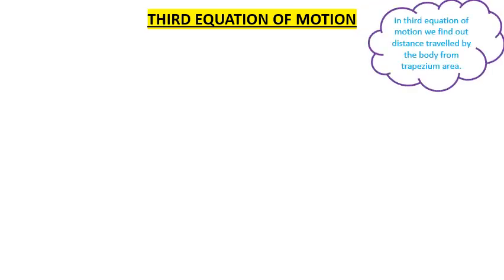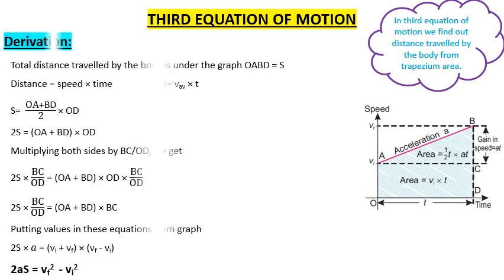In the third equation of motion, we will find the distance traveled by the body with the help of this graph. Here we will use the formula of distance, which is equal to average velocity multiplied by time, and average velocity is initial velocity plus final velocity divided by 2. As you can see in this graph, OA is the initial velocity and BD is the final velocity. This is the formula for average velocity, and we will multiply it with time. OD in this graph represents the total time.